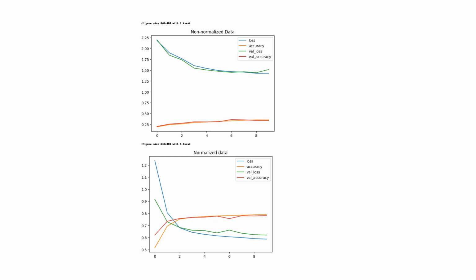The titles for the graphs are set to non-normalized data and normalized data correspondingly to distinguish between the two training scenarios. This visualization is helpful for comparing training convergence and can be used to determine whether data normalization had a positive effect on the model's learning process.